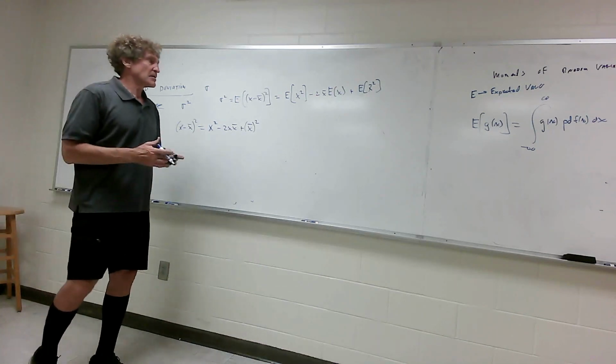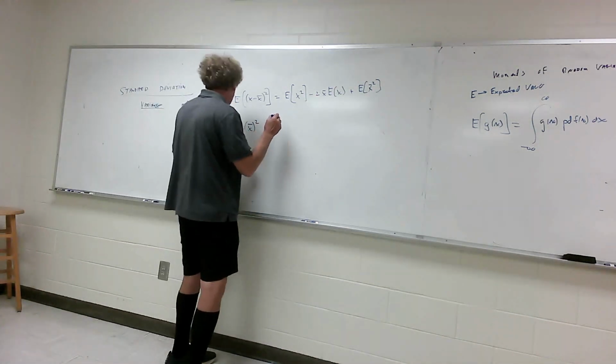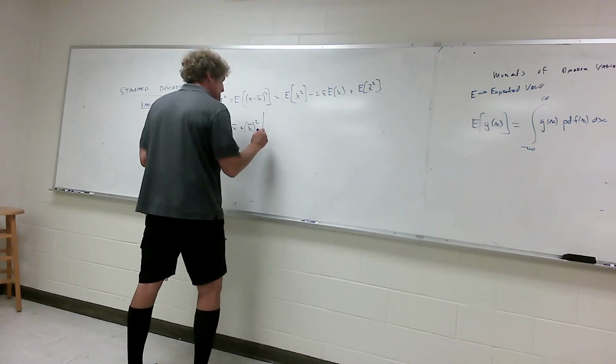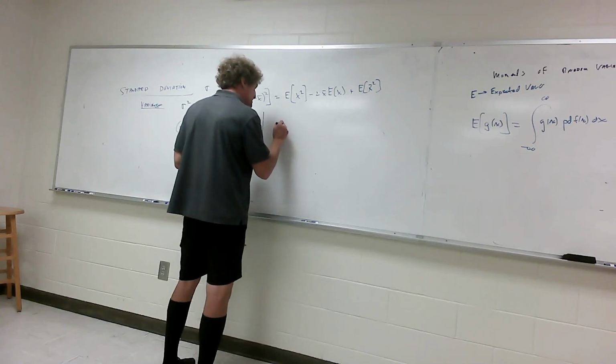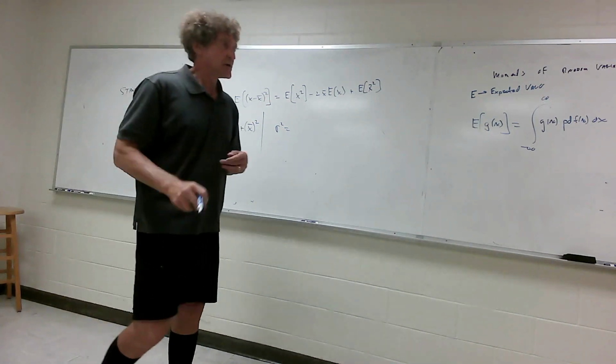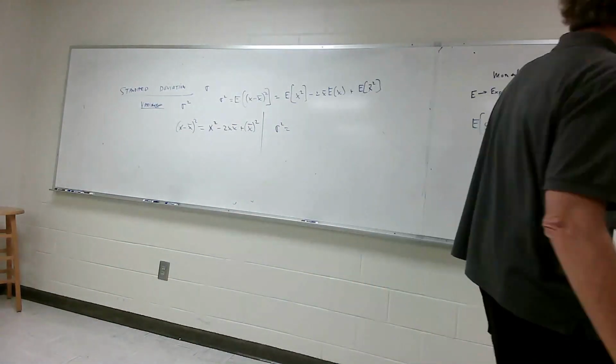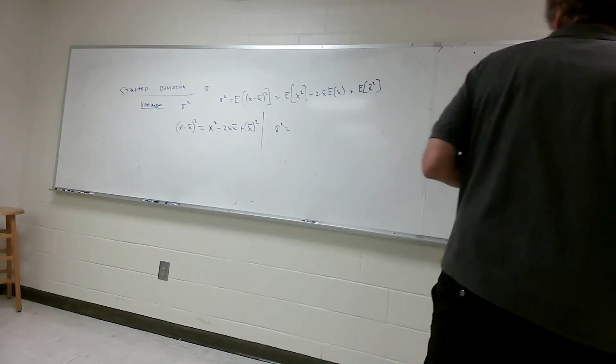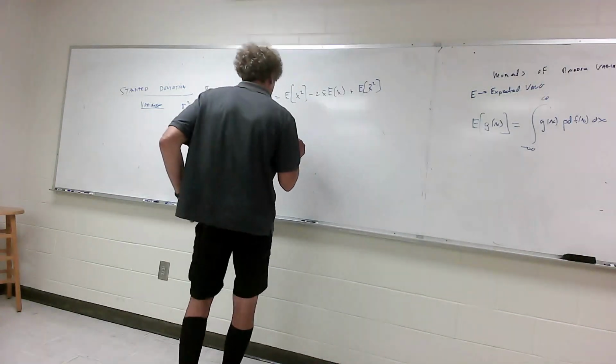Now come down here and follow me. Well, remember, that's sigma squared. So sigma squared, which is the variance, is the expected value of x squared. And that's just the expected value of x squared, so I'll just leave it as such.